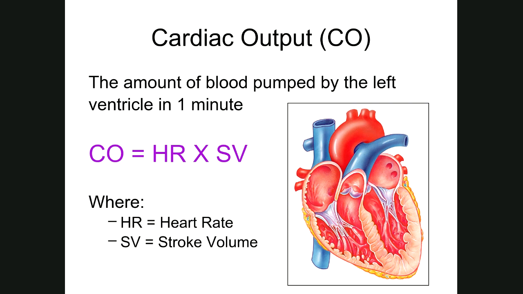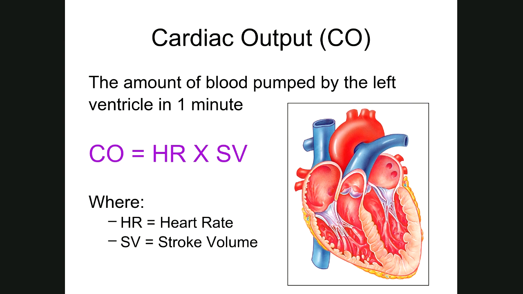So here's a working definition of what cardiac output is. It's the amount of blood pumped by the left ventricle in 1 minute. Another way of thinking about this is it's the amount of blood that's being pushed into the systemic circuit in a minute's time, or the amount of blood that's going out to the tissues of the body to provide those tissues with oxygen and nutrients in a minute's time.